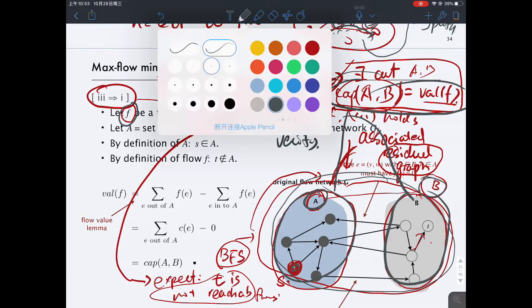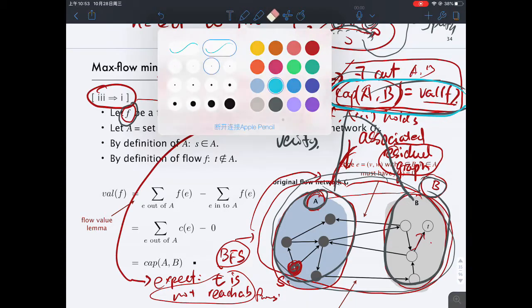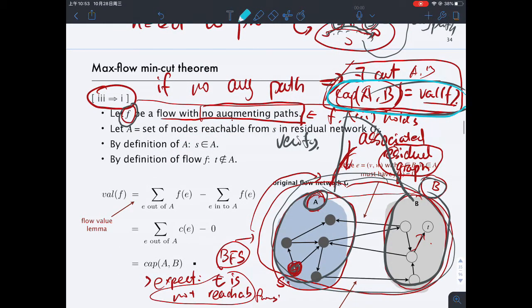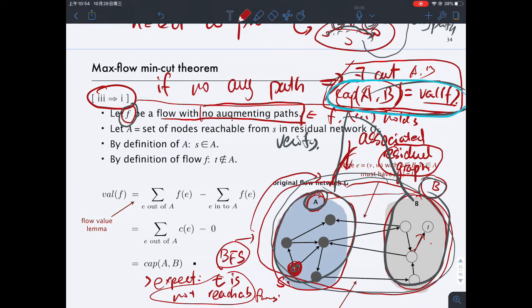Then we really just want to verify that the equation highlighted by the blue circle is going to hold. So let's continue with the argument coming from the slides. By definition, S belongs to A because I ran a BFS starting from S. And also, T doesn't belong to A. If T belonged to A, that would mean T is reachable from S, which also means that an augmenting path exists. So T doesn't belong to A.